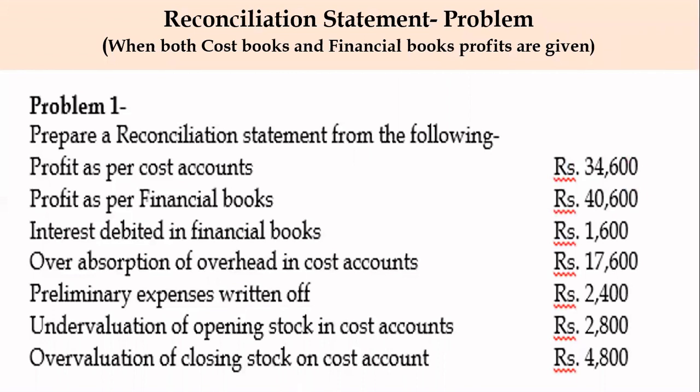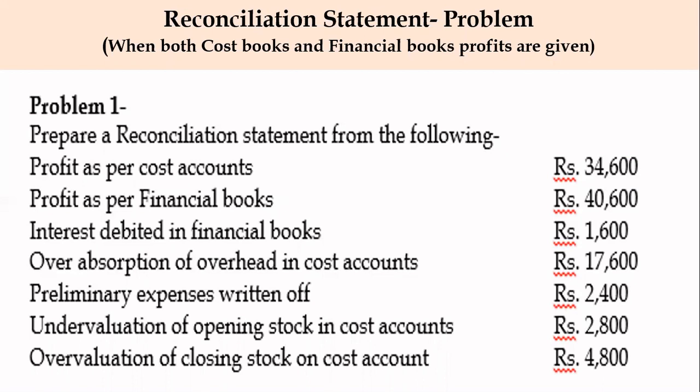So this is the problem. Let us solve a simple problem here. That is, prepare a reconciliation statement from the following. Profit as per cost accounts is rupees 34,600. Profit as per financial books rupees 40,600.